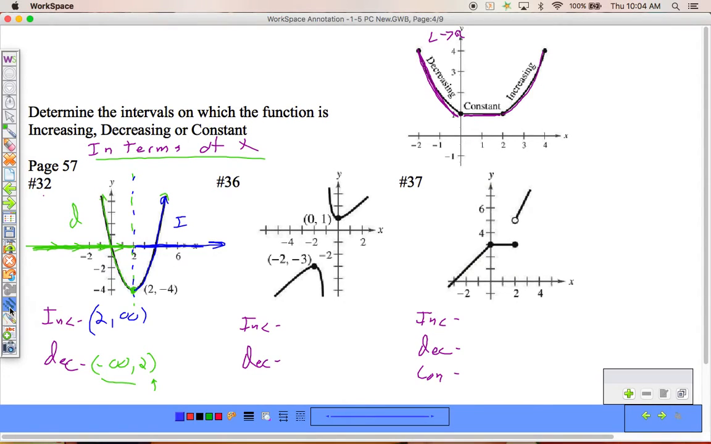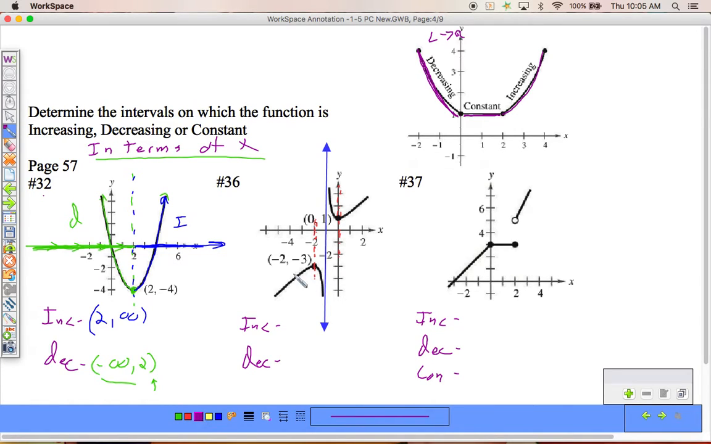All right, for number 36, we have this rational function. First thing we need to recognize is that I have a vertical asymptote at -1. That means my graph does not exist at -1. The next thing I'm going to do is draw light lines where my graph changes directions. All right, so now I have 4 pieces.